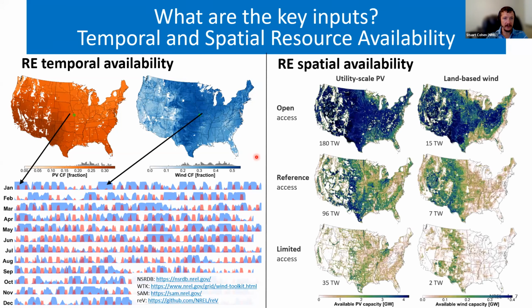And so this is showing kind of how different types of resources are distributed across the country. And that's one of the key things that we use this model for. And a lot of these are NREL developed data sets that we have a lot of pride about.